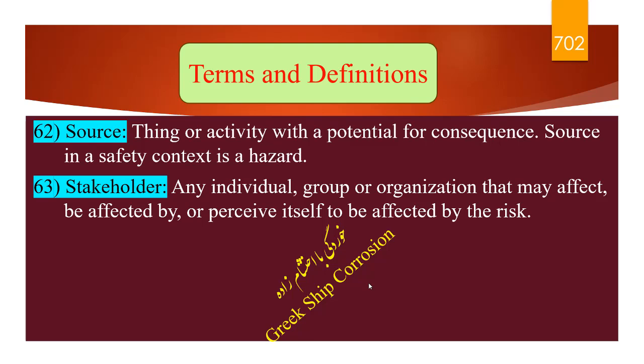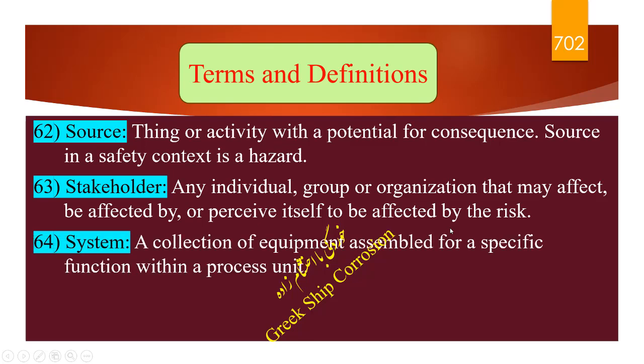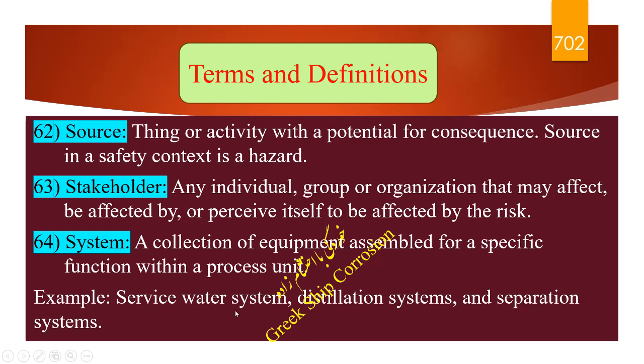63. Stakeholder. Any individual, group, or organization that may be affected by, or perceive itself to be affected by, the risk. 64. System. A collection of equipment assembled for a specific function within a process unit. Example: service water system, distillation systems, and separation systems.